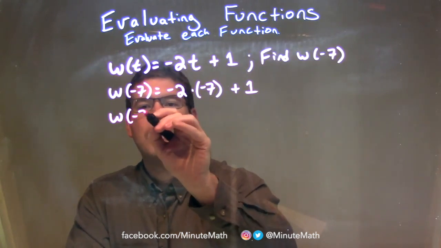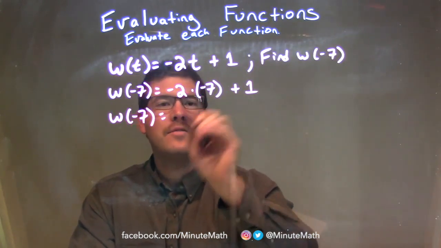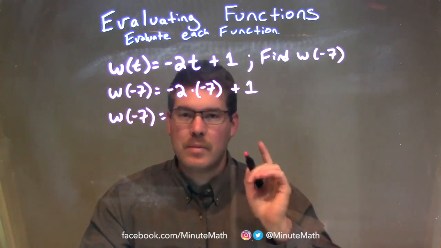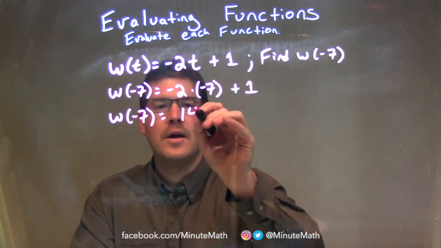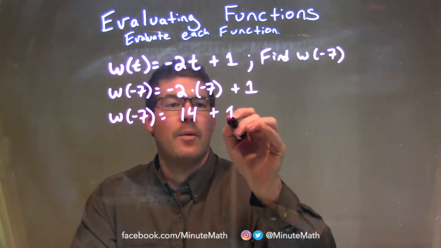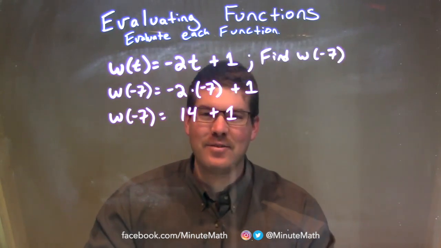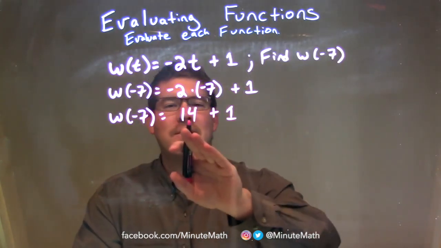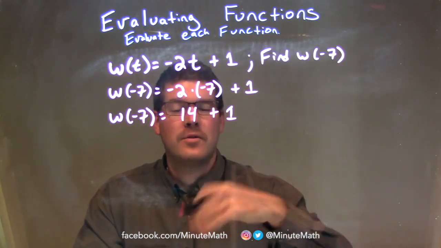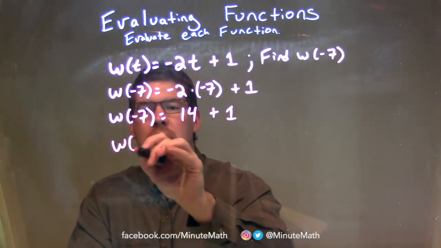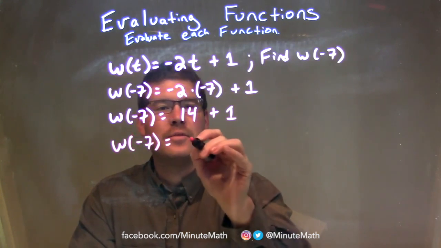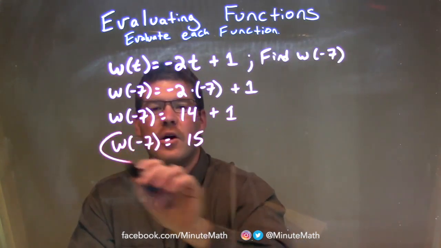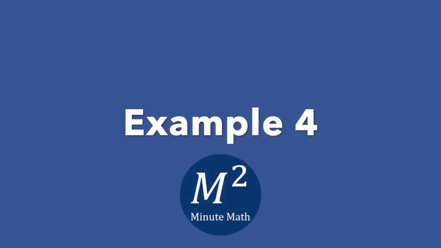Now let's simplify that. W of negative 7 comes down. Negative 2 times negative 7 is a positive 14. Remember, a negative times a negative is a positive, but a negative times a positive is a negative. So we have w of negative 7 equals 14 plus 1. 14 plus 1 is 15, so w of negative 7 is equal to 15. And that's our final answer.